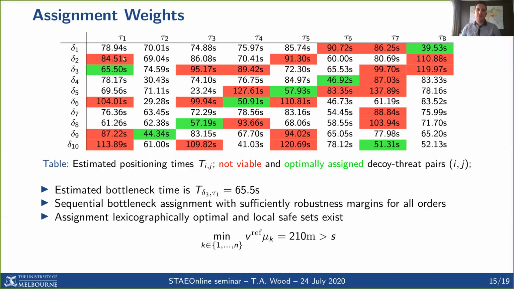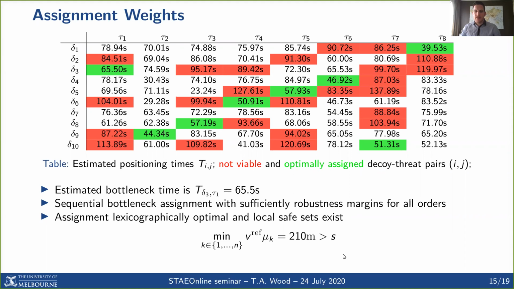So after finding the bottleneck cost, we go through and minimize all the other remaining assignments. And we see that the robustness margin for all of them, for all orders, is positive. And so we have a lexicographically optimal assignment, and the smallest robustness margin corresponds to 200 meters if we relate it to the distances.